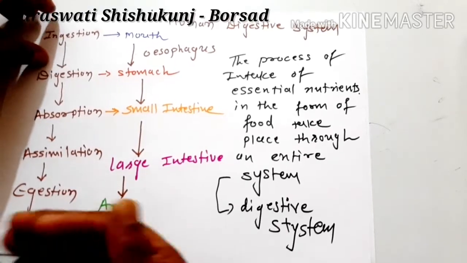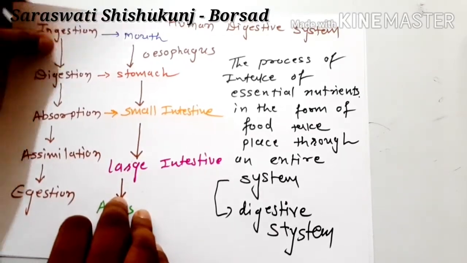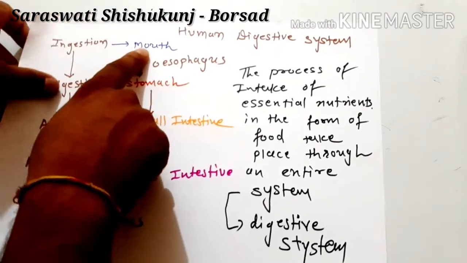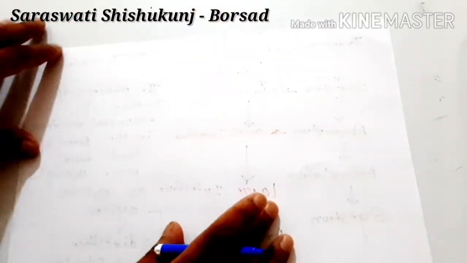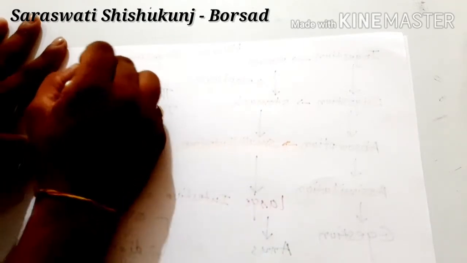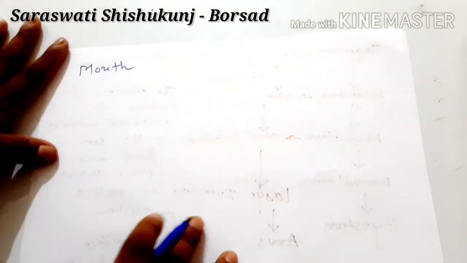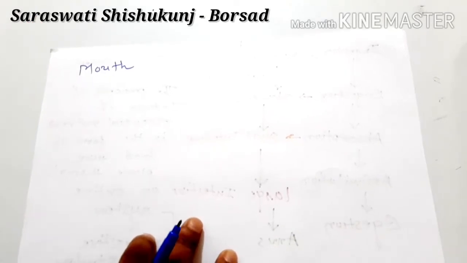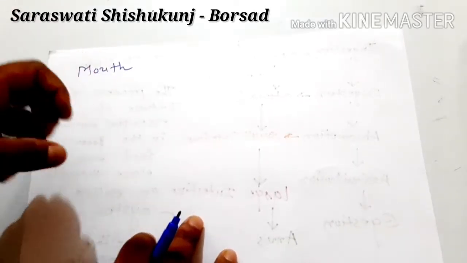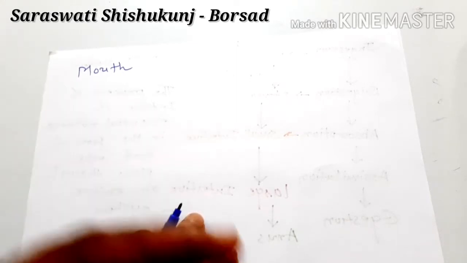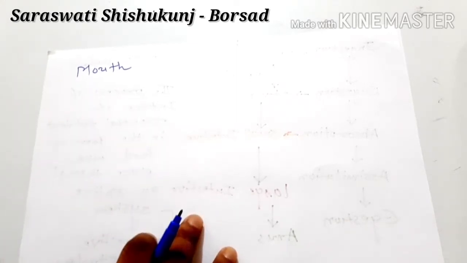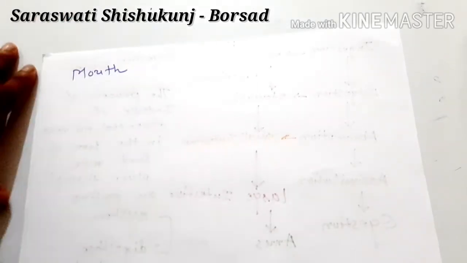Now let's study this digestive system in detail, right? So first we will start from the mouth. Okay, so first of all, what happens in the mouth? Again repeating, our digestive system is made up of, sorry, start from the beginning: mouth, then esophagus, then stomach, then small intestine, large intestine, and anus, right? So let's start from the mouth.